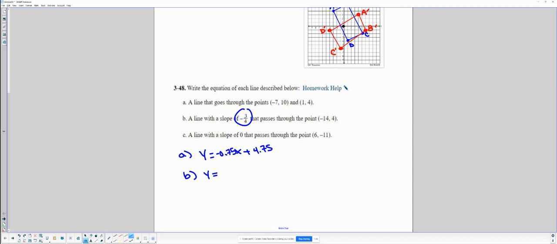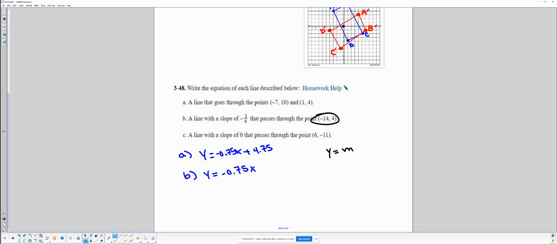Again, maybe I'm more comfortable with decimals. So I'm going to go ahead and change it to negative 0.75, because that's what 3/4 is, x. And then all you got to do is figure out what the y-intercept is using this point. So I'm going to do the same thing again.